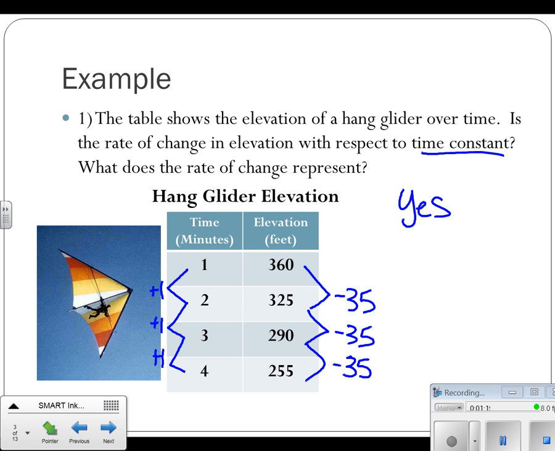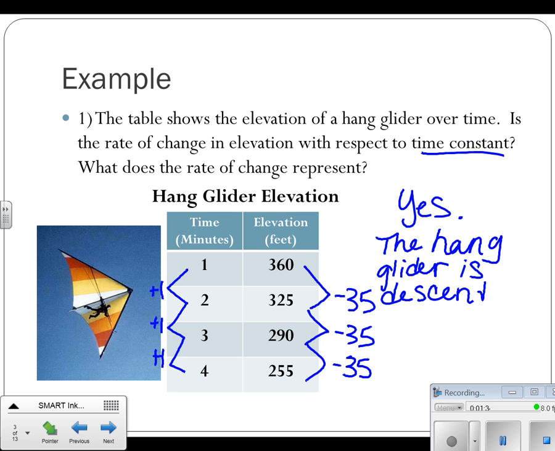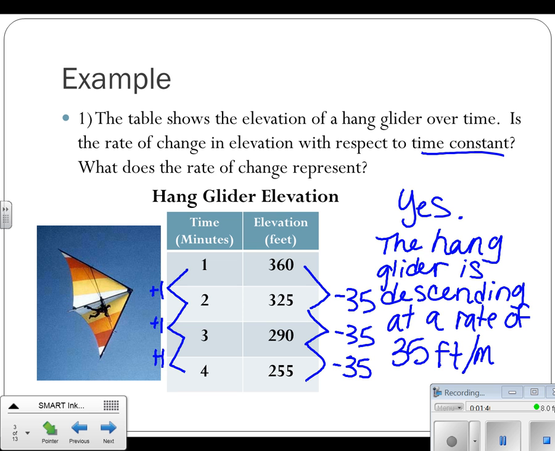And then what does that rate of change represent? It represents the hang glider is descending at a rate of 35 feet per minute.